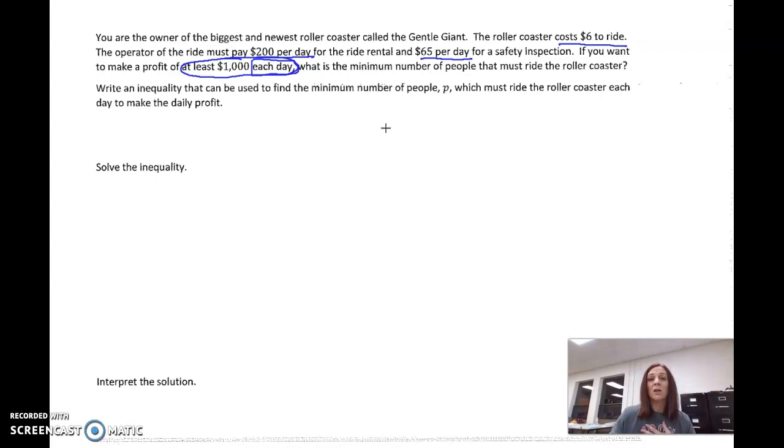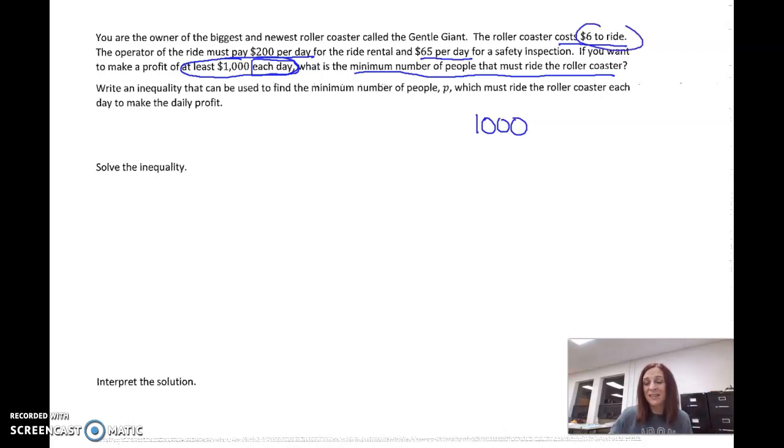Okay? So we need to know the minimum number of people that must ride the roller coaster to make at least $1,000. Now, write an inequality. It's going to be expected that you guys write inequalities, not just figure out answers. So we need to make a minimum of $1,000. Okay? So that's going to be my total there. And this is per day.